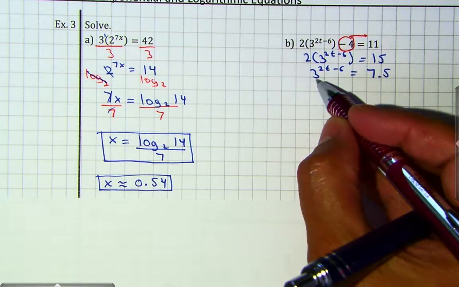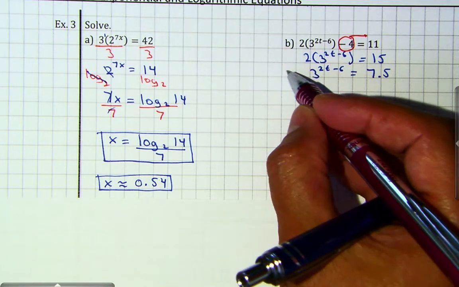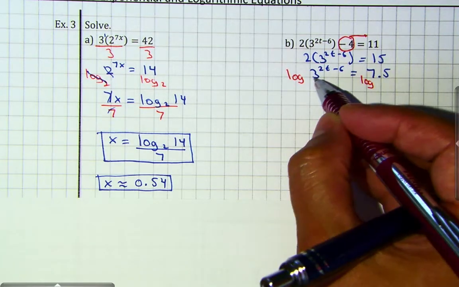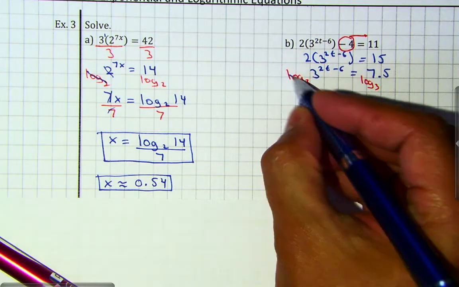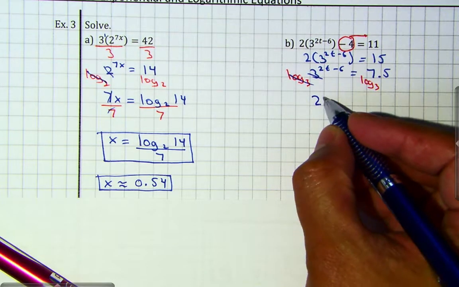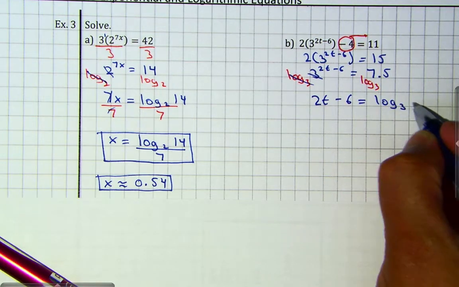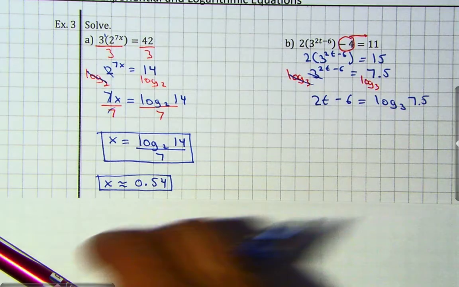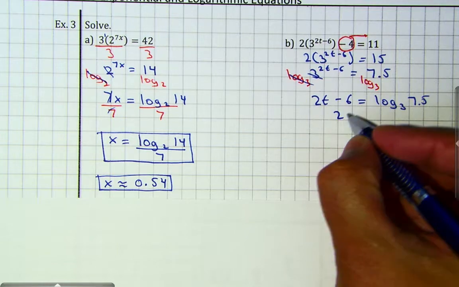Now I can get rid of the base. The opposite of a base is a log. I'm going to take the log on both sides, log base 3, because I want the base to cancel. So that cancels out, and I have 2t minus 6 equal to the log base 3 of 7.5. And now I can leave the t by itself. Move the 6 to the right, becomes a positive 6.